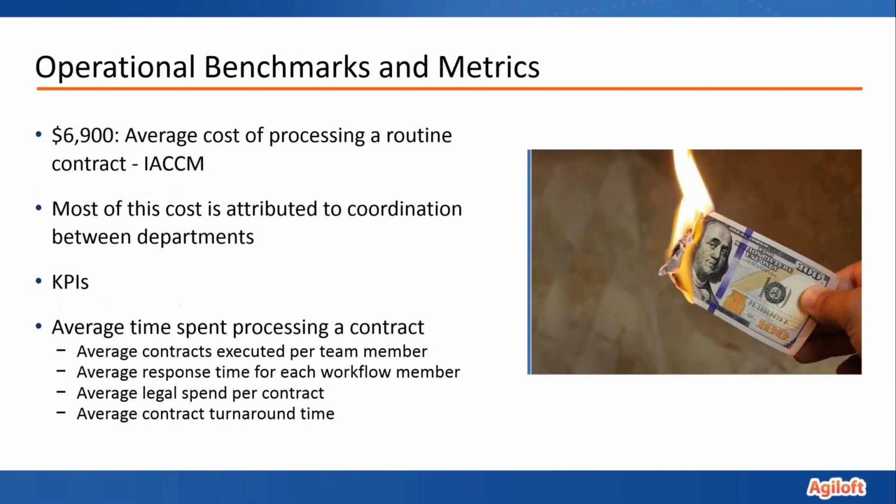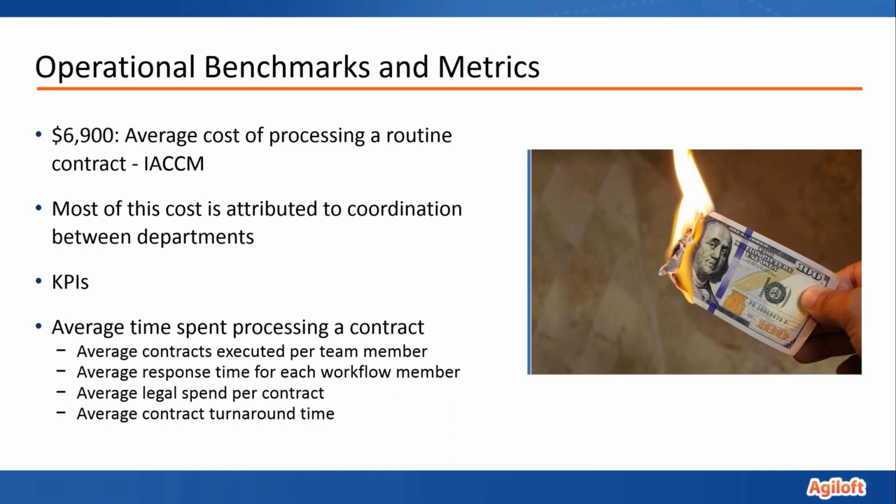Let's start with operational efficiencies, since these bring the most obvious and immediate benefits. The IACCM quotes an average cost of $7,000 per contract, so where does that number come from, and how credible is it? Most of it is in personnel costs in coordinating between departments. The average contract goes through over a dozen handoffs, back and forth between sales, legal, procurement, finance, etc., and is often scattered across systems such as email, CRM, and ERP.